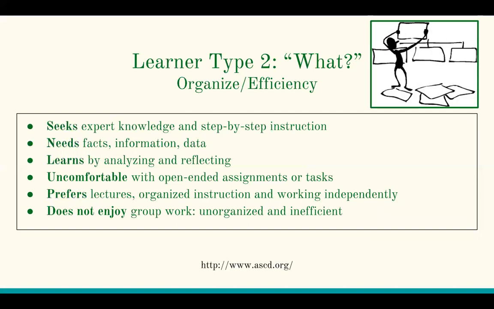Learner type 2s are our organized and efficient learners. The question they ask themselves is, what would you like me to do? What is the objective here? And what they're looking for is the expert knowledge and step-by-step instruction given to them by their instructor, not other students, but by their instructor. They see their instructors as the experts, and they really want to know what the instructor expects of them.